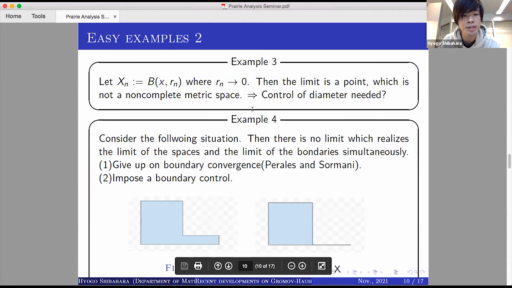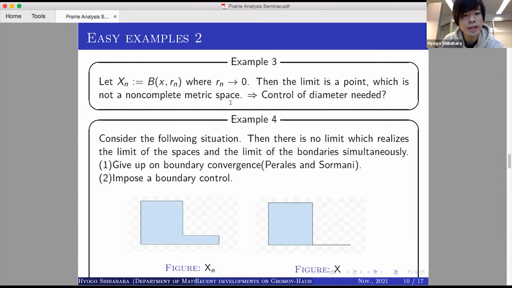I'm going to give some examples related to GHB convergence. If we take a ball of radius R_n, where R_n goes to 0, in a Euclidean space or plane, then the limit should be a point. You can imagine that. And one point is not a non-complete metric space. So in order to find the proper class of non-complete metric spaces, which is complete with respect to Gromov-Hausdorff distance with boundary, we probably need some kind of diameter control. And example 4 is the following.